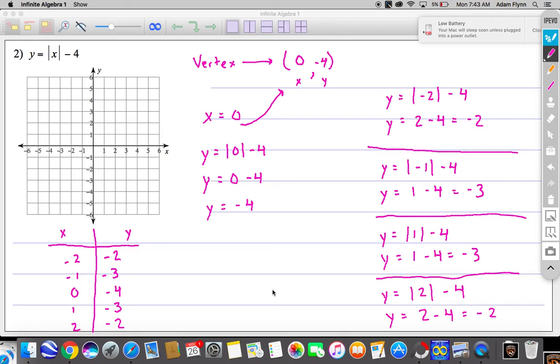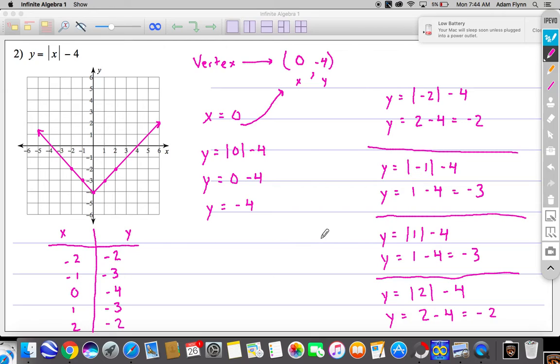So now we can plug all these points in. So I'll plug in my vertex 0, negative 4, negative 1, negative 3, negative 2, negative 2, and we have 1, negative 3, and 2, negative 2. And then I'll add some arrows just to show that these go on forever. So that is our graphed absolute value equation.